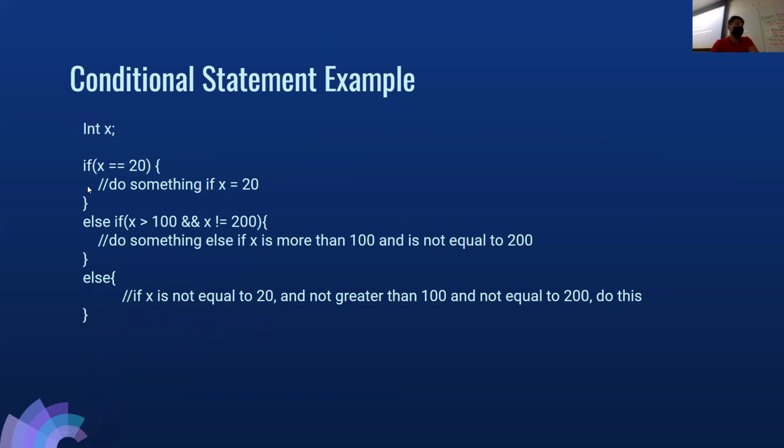So if x is 20, do something here. If it's not 20, okay, you go to the next one and you see, is x more than 100 and is x not equal to 200? This is pretty much an AND. So in order for this whole expression to be true, x has to be more than 100 and x must not be 200. So let's say the expression outputs false, then it goes to else and performs whatever else you want it to perform.